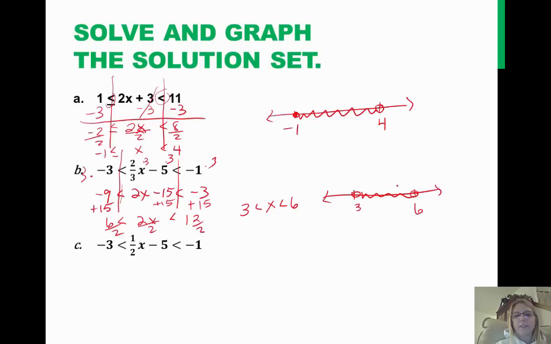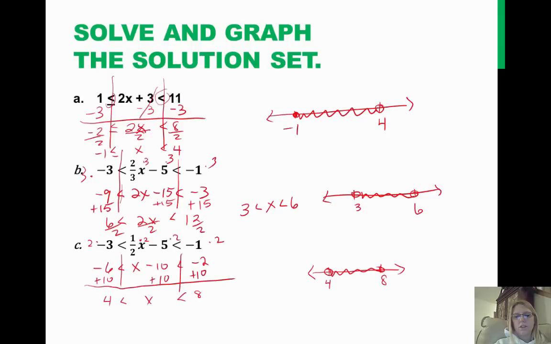Take a moment to try C on your own and turn back on the video to check your work. Okay, so for this last one, you should have gotten 4 is less than x is less than 8. And the graph should have looked like this.